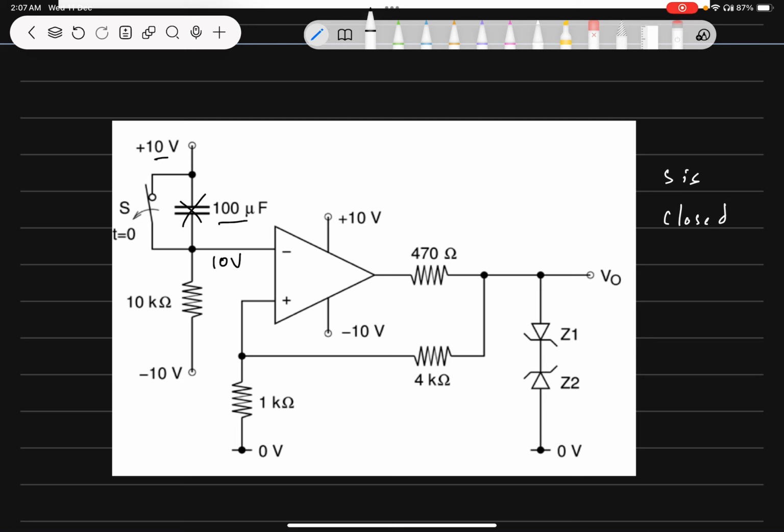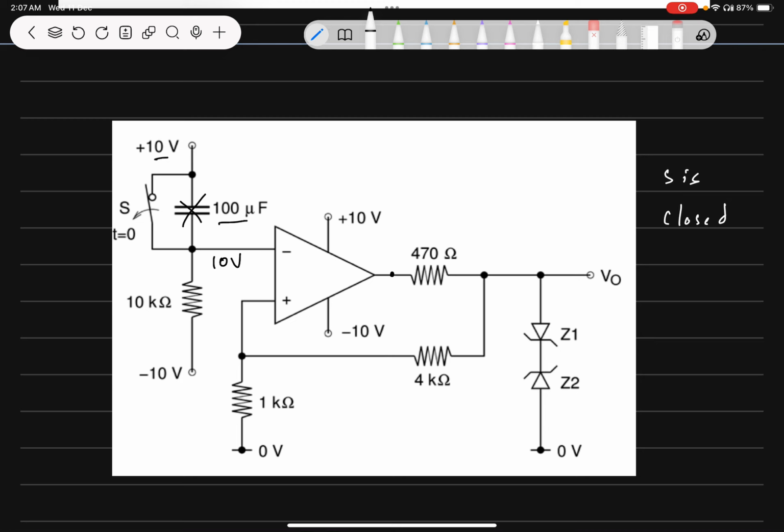Now the thing is, the op amp will not act like a virtual short due to the circuitry given over here. I'll provide the reasoning for that, but I'm just telling you that it will not be in virtual short, so we cannot take the voltage here as 10. The voltage here will be either plus Vsat or minus Vsat.